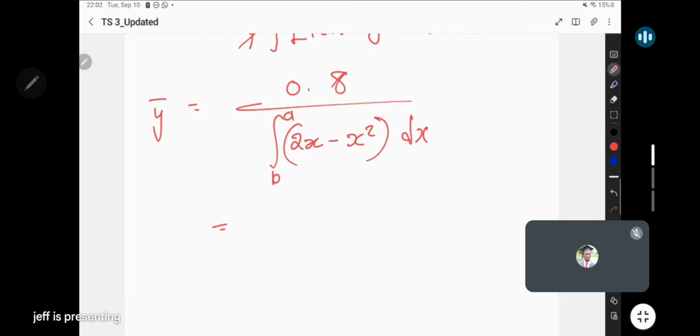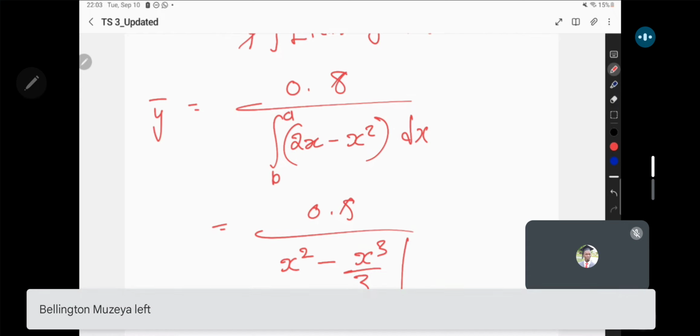So if we do it like this, first the key thing is to integrate correctly. This is going to be 2 over 2 x to the power 2. This will be 0.8 over, this will be 2 over 2, so just x to the power 2, minus x to the power 3 over 3, and then the limits, since I'm saying B to A, so this is going to be 2 here, and a 0 there.